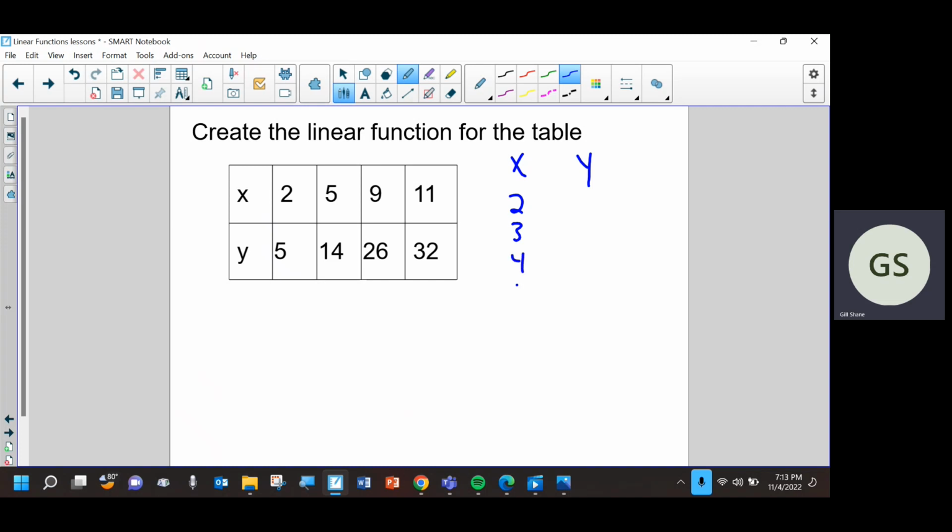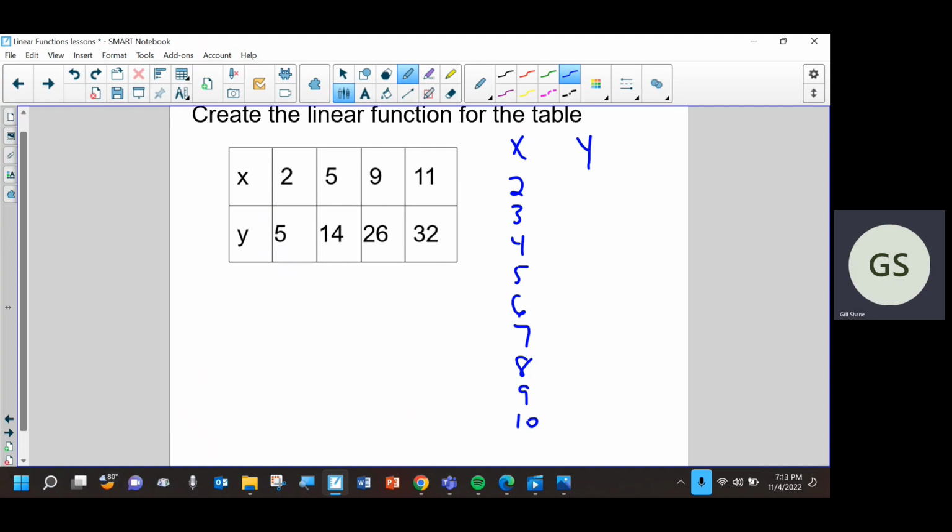Even though that's not the way the table looks, that's the way that we have to see the x values if we want to use the method I just showed you. So 9, 10, and 11.